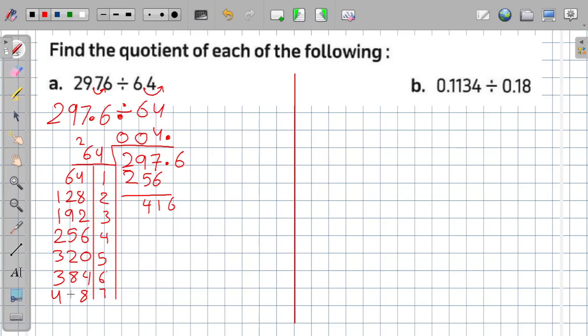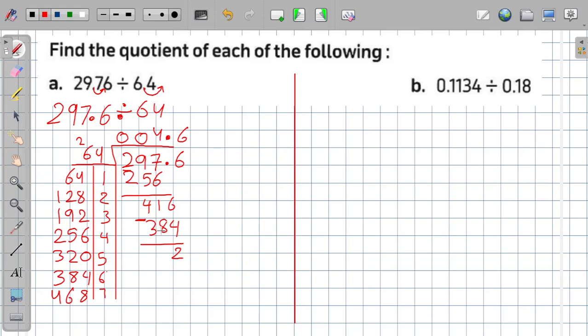So I have 448. Okay, so 416 is between 384 and 448. So let's take 384. So 384 divided by 64 equals what? Equals 6. And the remainder will be 6 minus 4 equals 2.